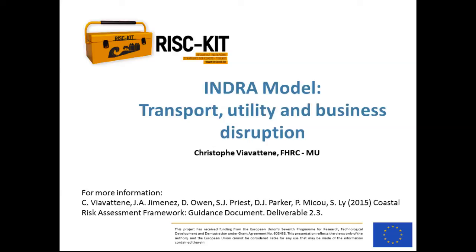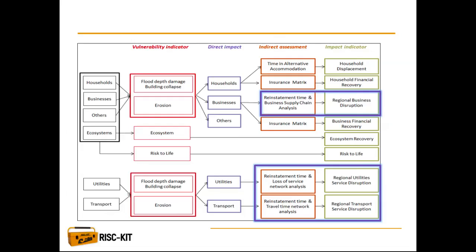Hi, in this video I will explain how transport, utility and business disruption are calculated within the INDRA model. But for more information, please consult the Deliverable 2.3 Coastal Risk Assessment Framework guidance document available on the RISC-KIT website. To calculate these three indicators, it is first necessary to assess the direct impact to the assets. However, this will not be covered in this video. You will need to look at the video on direct impact assessment.